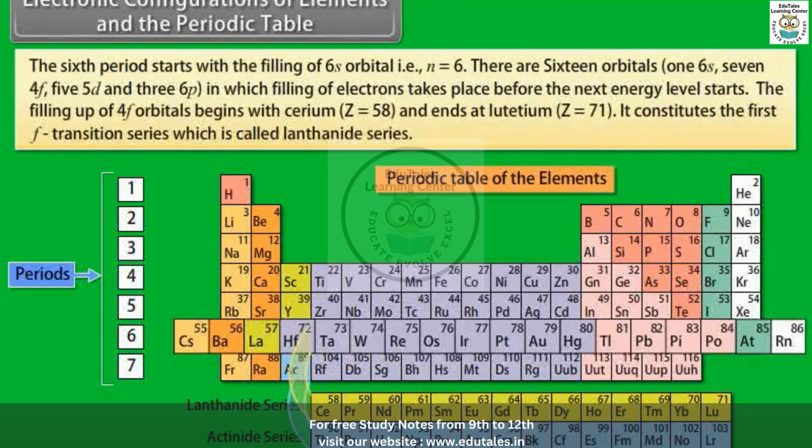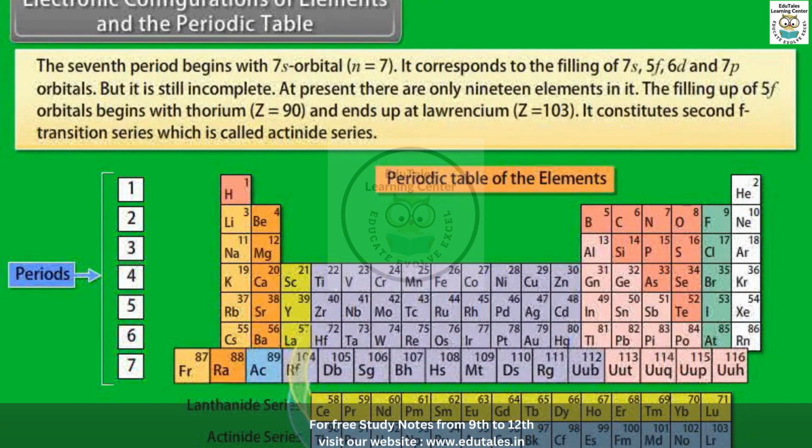The sixth period starts with the filling of 6s orbital, that is, n equal to 6. There are 16 orbitals, one 6s, seven 4f, five 5d and three 6p, in which filling of electrons takes place before the next energy level starts. The filling up of 4f orbitals begins with cerium, atomic number equal to 58, and ends at lutetium, atomic number equal to 71. It constitutes the first f transition series, which is called the lanthanide series.